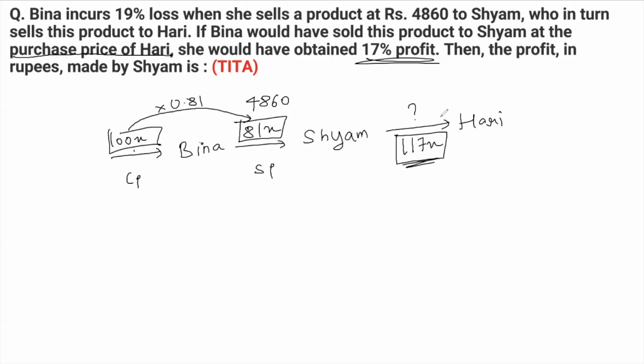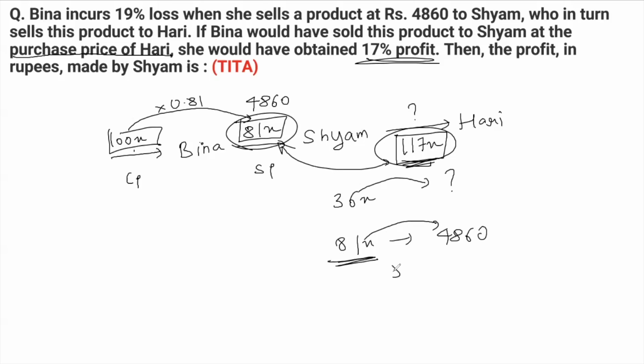The question demands what is the profit made by Sham in rupees. Now this is just two steps. The profit made by Sham will be the selling price for Sham, 117x, minus 81x. The difference of these two is nothing but 36x. And we already know that this 81x corresponds to 4860. So now equating 81x with 4860, we get x as 4860 by 81.